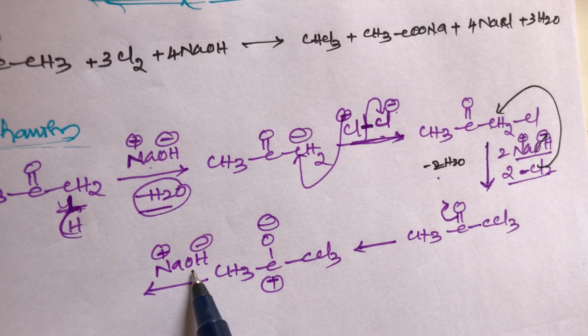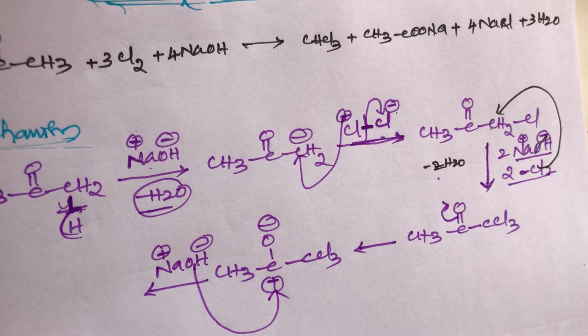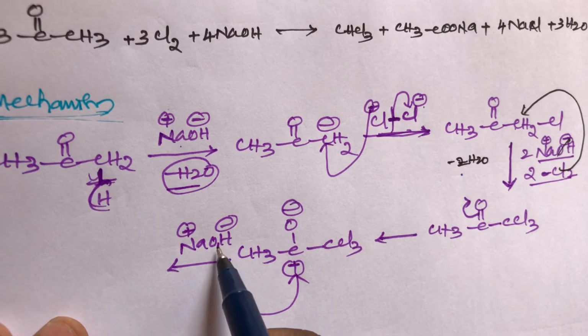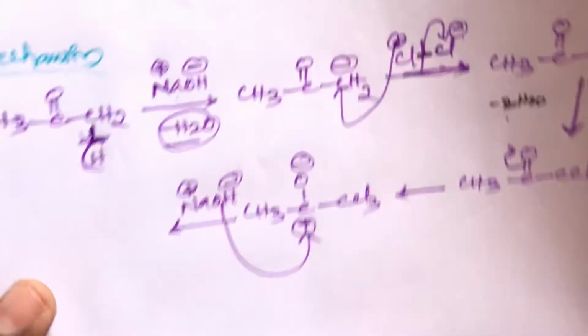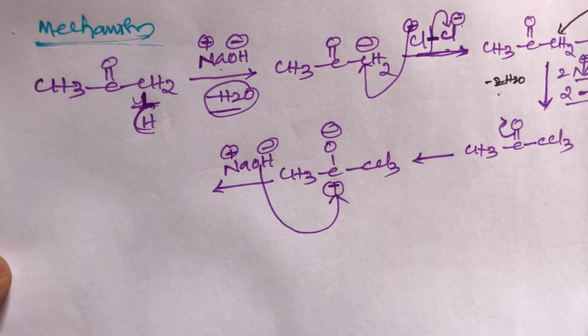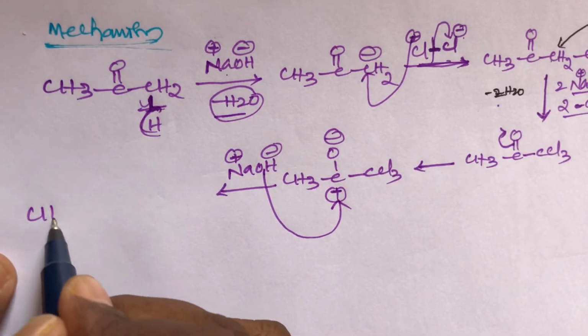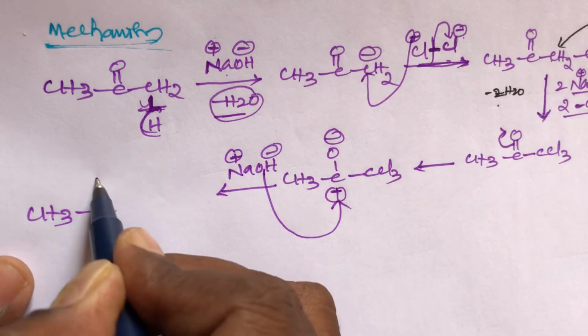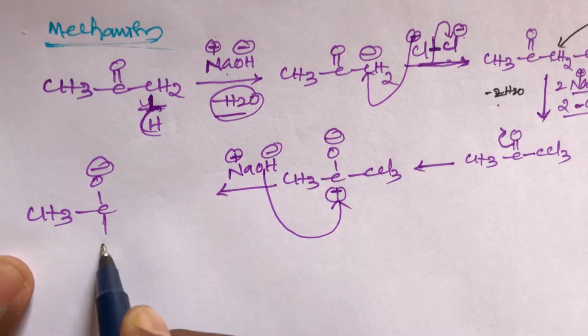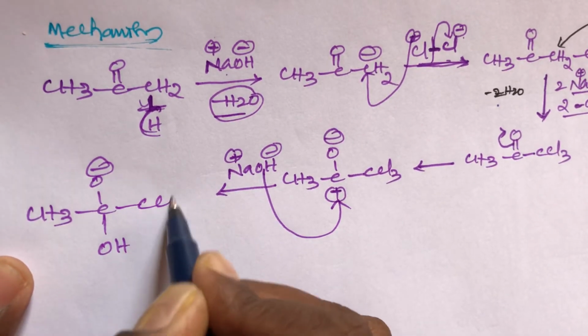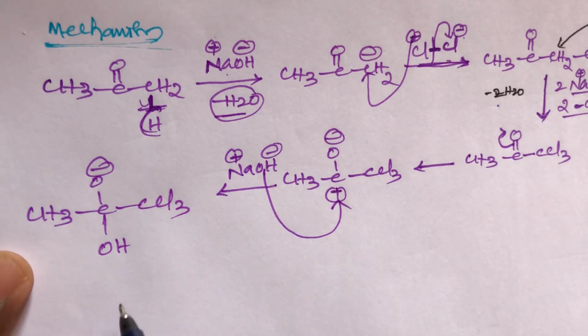Again, student, this OH minus will attack the positive charge side. We get the product CH3, then CO minus, then OH, then CCl3. Then after that, in this step, what do we do, student?